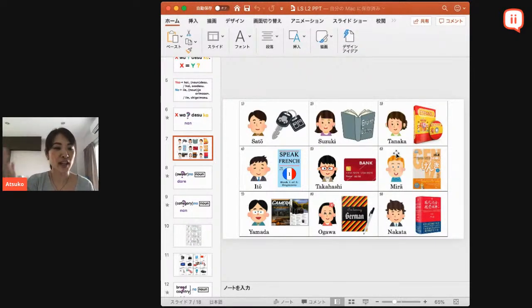In the answer, we can omit the noun. For example, number one, これは誰の鍵ですか？We already know we are talking about key. So in the answer, we can say 佐藤さんのです。Without noun. And number two, これは誰の辞書ですか？Short answer is 鈴木さんのです。Number three, これは誰の CD ですか？Short answer is 田中さんのです。Like this, we can omit the noun in the answer.